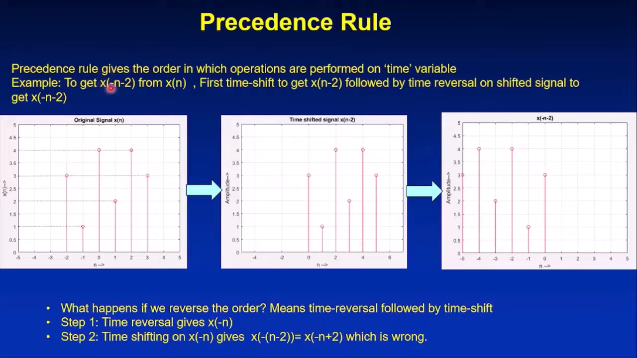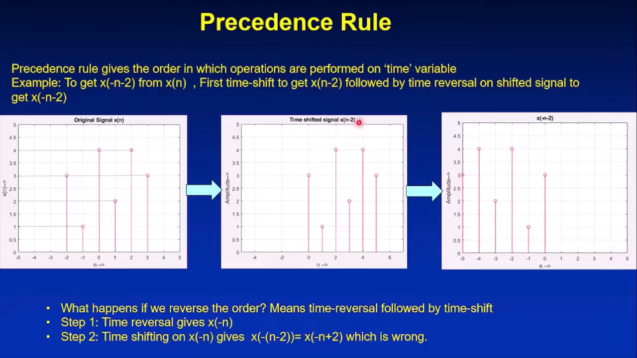So let's assume that we need x of minus n minus 2. First you perform the time shifting operation. That will give you x of n minus 2. We are already familiar with this. Once you get the time shifted signal, what time shifting does is it replaces n by n minus 2. So this way we can think.